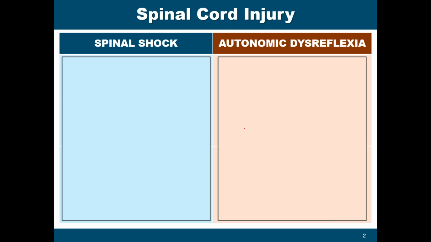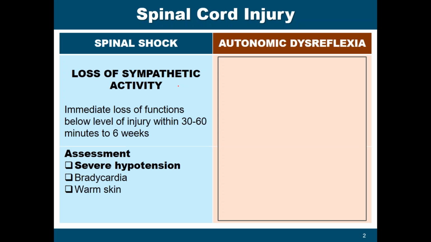So what are the differences between spinal shock and autonomic dysreflexia? Spinal shock is a condition that happens immediately after a spinal cord injury. It is characterized by the sudden loss of sympathetic activity below the level of injury. So what happens here basically is the immediate loss of functions below the level of injury within 30 to 60 minutes up to 6 weeks.